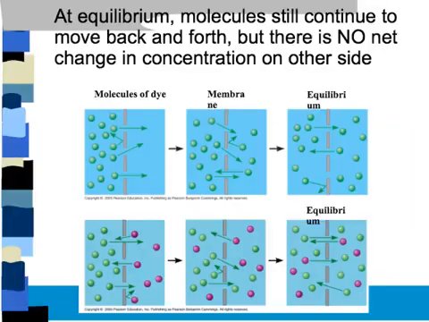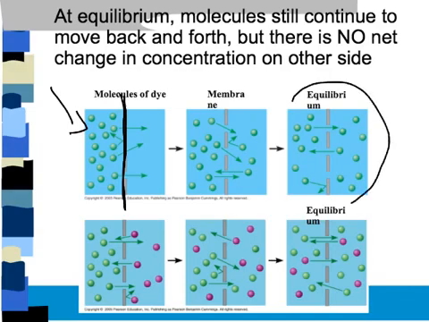So this can happen across a membrane as well. You can see, let's pretend this is the cell membrane, and I have one substance on one side. These molecules are going to move across the membrane until eventually they reach equilibrium. I have equal numbers of molecules on each side.